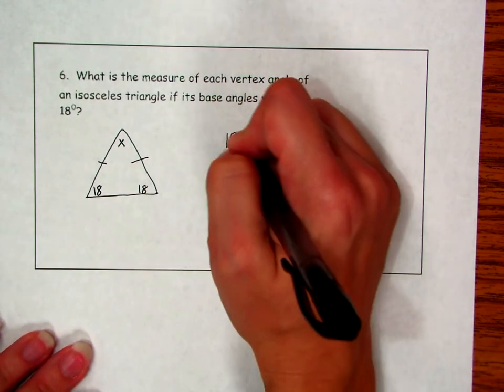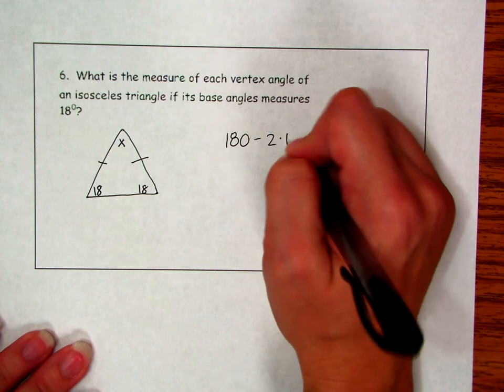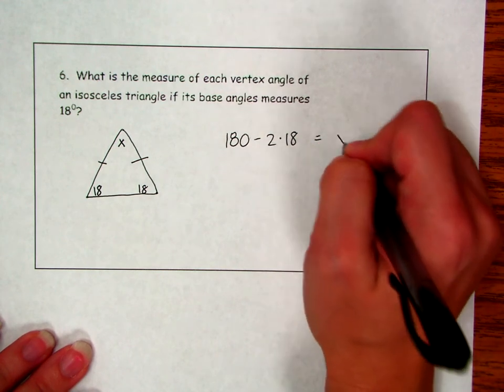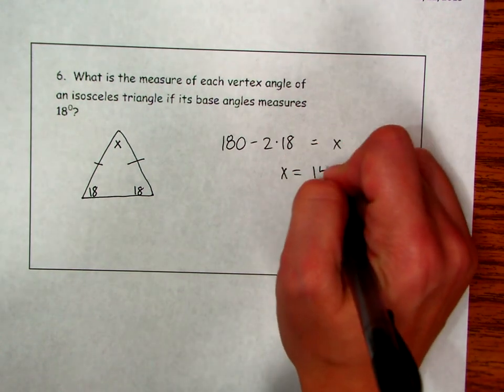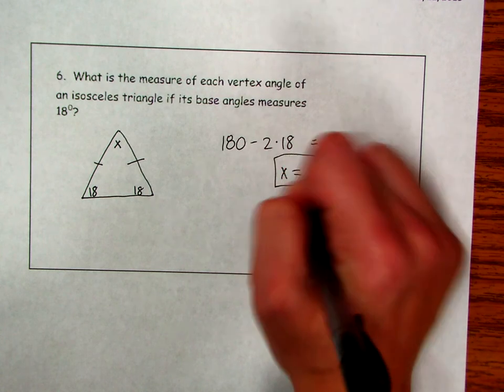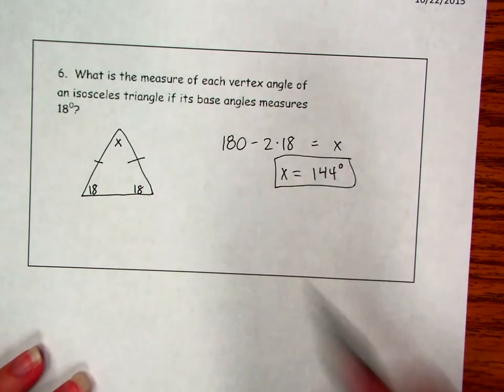So then all we have to do is 180 minus the 2 times the 18, and whatever's left will give me whatever is remaining for my x. So it's 180 minus 2 times 18, which is 36. So then that leaves me with 144. Clearly, I did not draw this picture to scale. We'd be dealing with an obtuse angle.